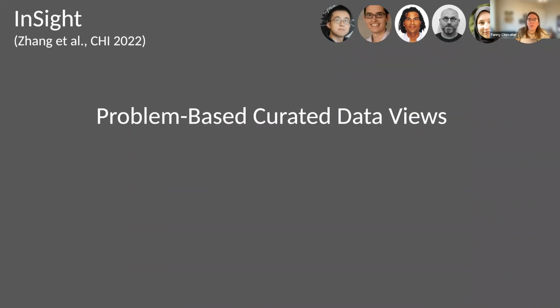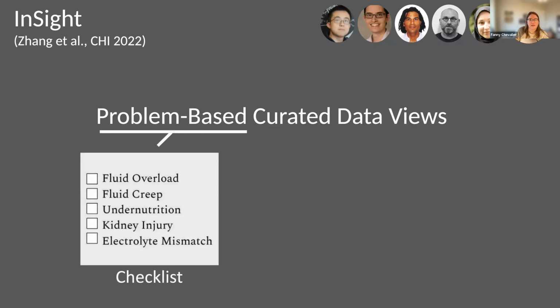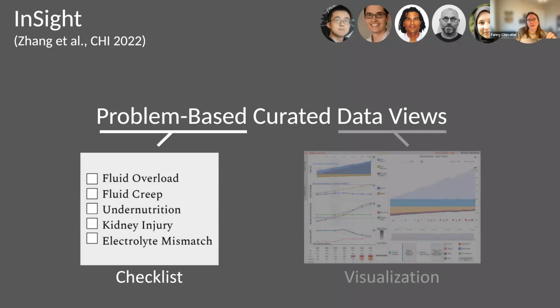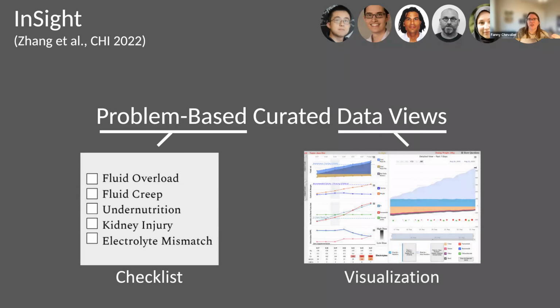And we call that problem-based curated data views, which basically relies on the power of checklists. So we know that they have to check all of these elements for every single patient every day. Fluid overload, fluid creep, these are common problems in the particular patients that we're talking about here. And so we combine the power of these checklists with the power of visualization that shows the information the right way, for the right task.